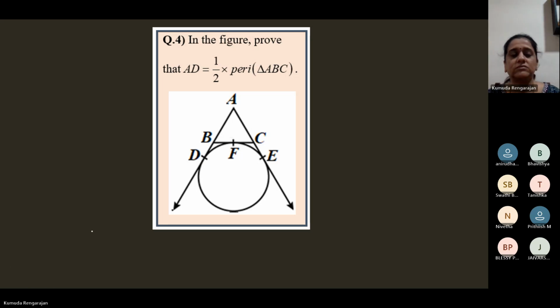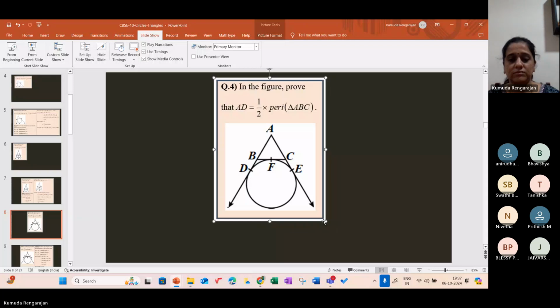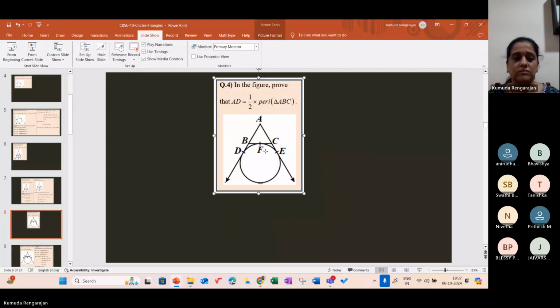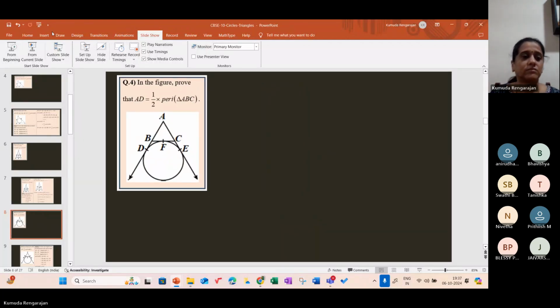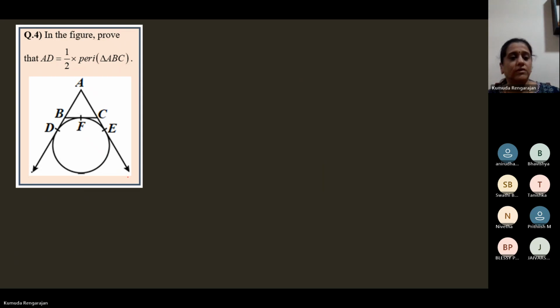Okay. So here in this figure, you need to prove that AD is equal to half the perimeter of triangle ABC.